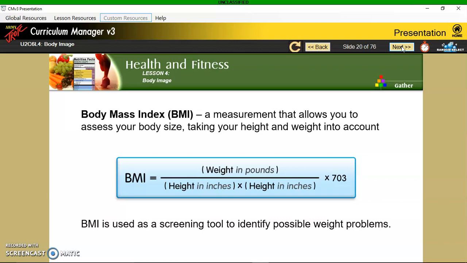The body mass index, BMI, is a measurement that allows you to assess your body size, taking height and weight into account. It's a mathematical formula, and it's used to screen for a possible weight problem. Now you see that's the mathematical formula there, but it's very easy. If you Google BMI, there are lots of BMI calculators on the internet, which, if you know your weight and put your height in there, will calculate your BMI. And there's a healthy BMI and then there are unhealthy BMIs.